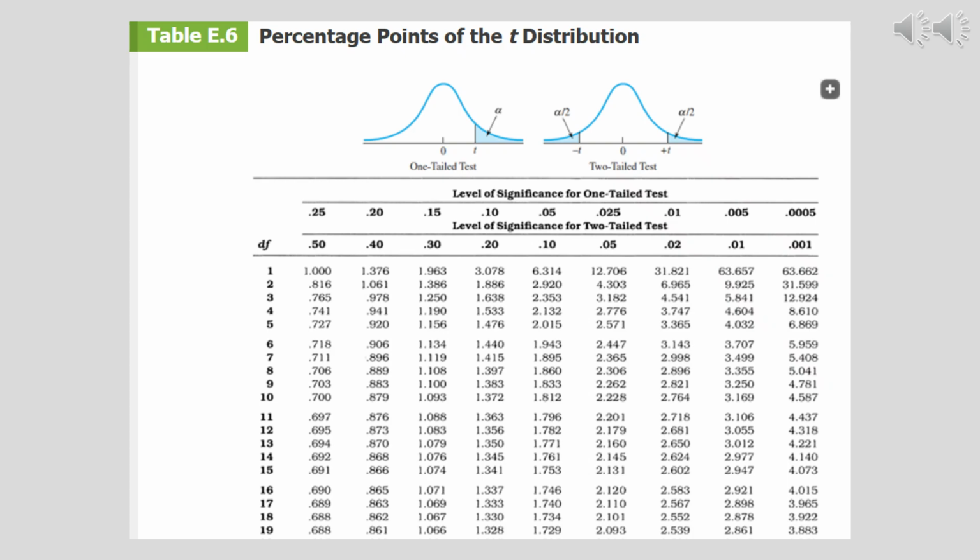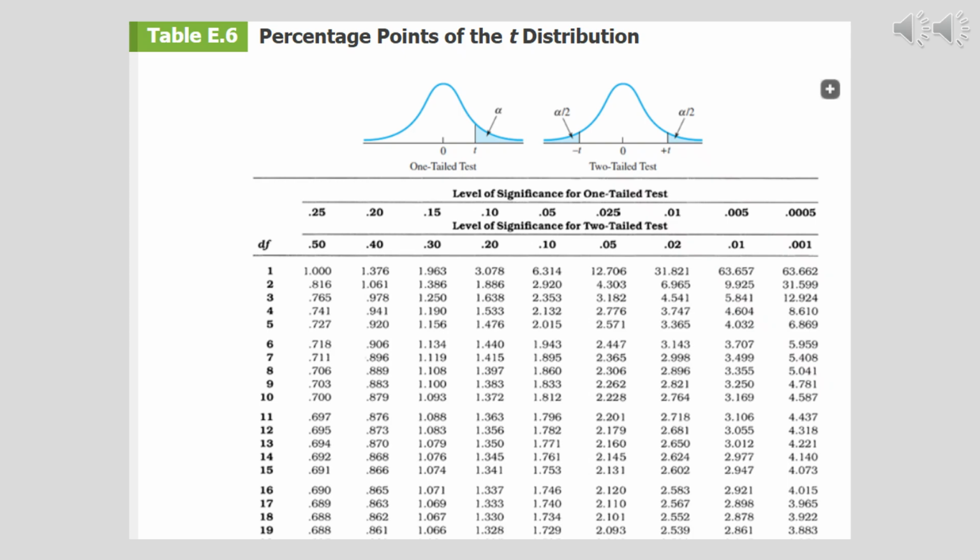Okay, so that's what we're trying to do. We're trying to establish critical t-scores, which basically help us define critical regions. And then if our t-score is in that critical region, we win. That means we can reject the null hypothesis. Okay, so you can see up at the top that there are differences for one-tailed tests and two-tailed tests.